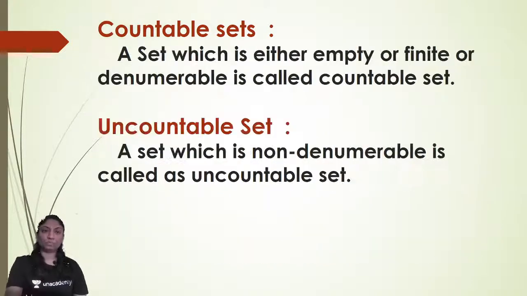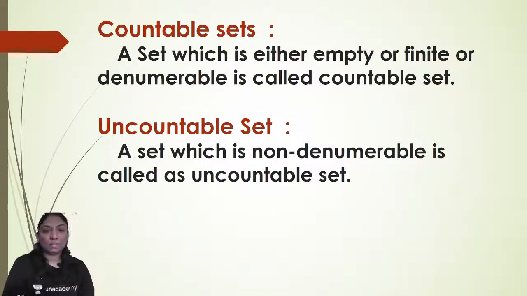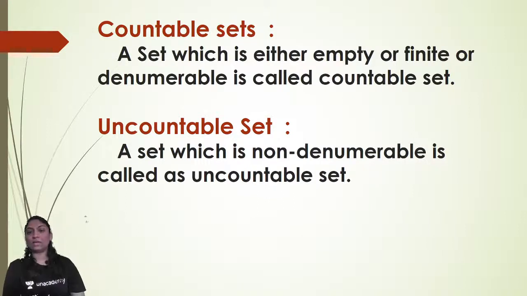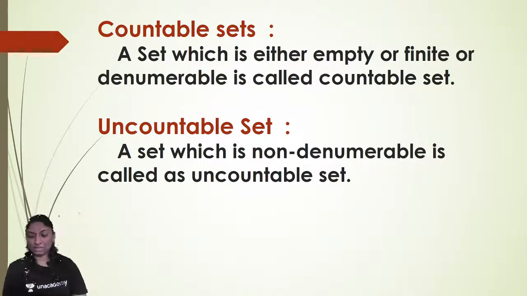Now, a countable set, in short, is a set which is either empty or finite or denumerable. Any finite set is countable. Now, an uncountable set: a set which is non-denumerable is called an uncountable set. It means we cannot establish any relationship between the given set and the set of natural numbers. That set is said to be an uncountable set.